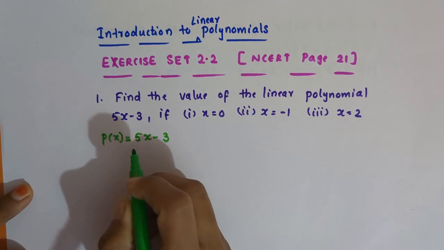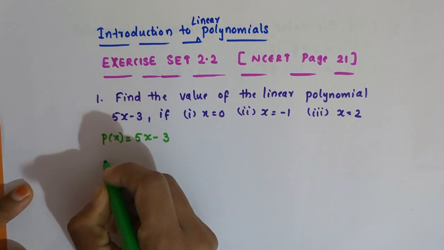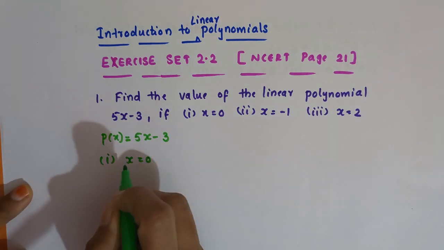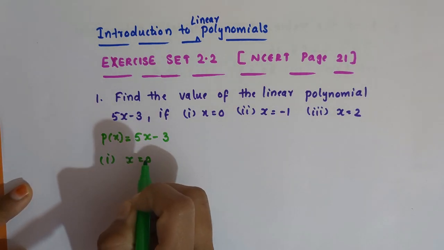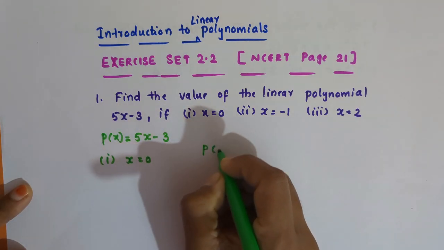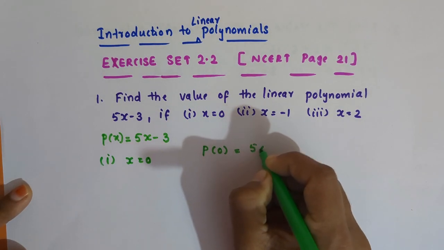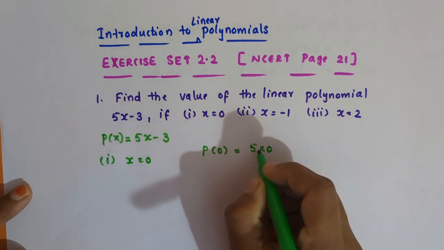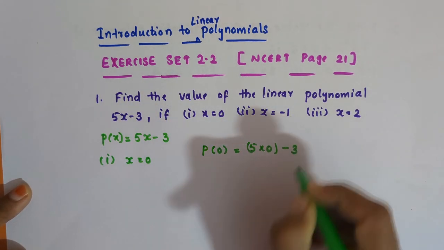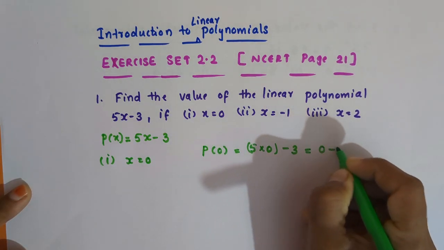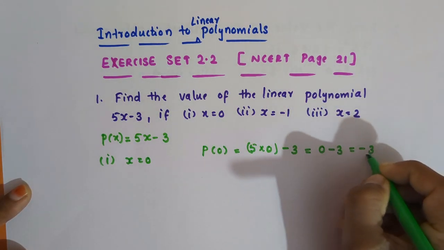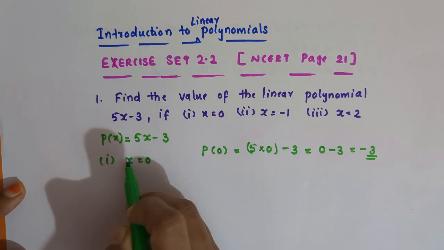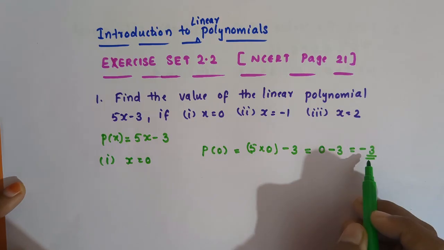So we want to write the value of the polynomial when x is equal to 0. So wherever we are having x, we want to put x as 0. So we can write this polynomial as p of 0 equals 5 into 0 minus 3. Okay, 5 into 0 is 0, 0 minus 3 is minus 3. So the value of the polynomial 5x minus 3 when x is equal to 0 is minus 3.